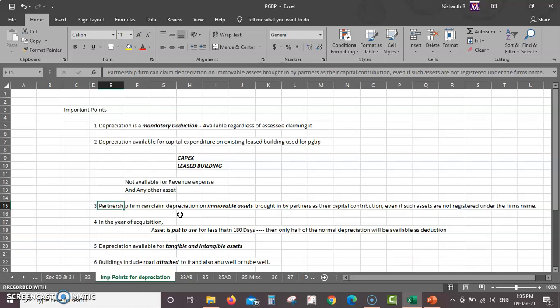So when a partner gives an immobile asset to a partnership firm for the purpose of the partnership firm's business, then the firm can take depreciation regardless of the asset being transferred to the firm's name. Okay, it's not necessary for the asset to be registered under the firm's name. The only condition here is it should be an immobile asset brought in by the partners as capital contribution. Clear? Yeah. Point number 4, the most important one among all these important points.